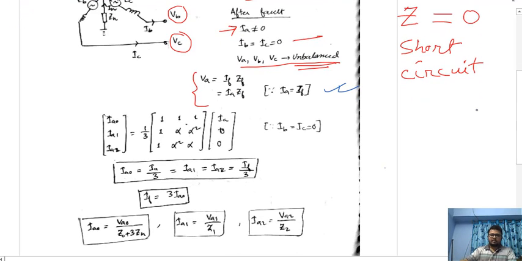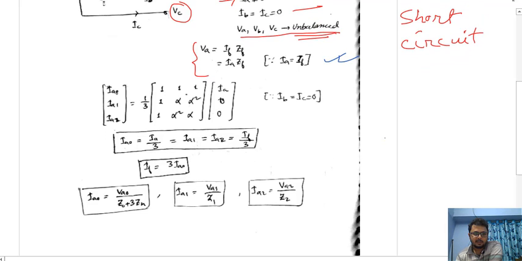Now let us write in the form of symmetrical component analysis. You see, we know IA0, IA1, IA2. What is IA0? It is the zero sequence, positive sequence and negative sequence.